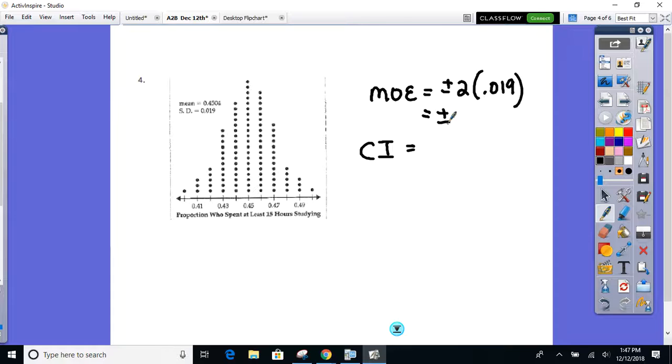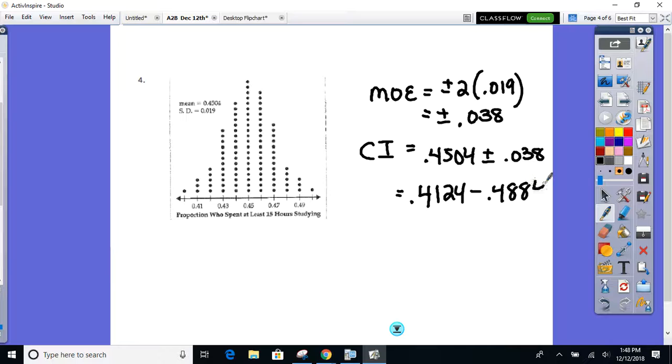What are you guys getting as the margin of error? Plus or minus 0.038, so that's how much we're off by. And then the confidence interval, I take the mean, 0.4504, add and subtract the margin of error. So where's going to be my 95% confidence interval? 0.4124 to 0.4884. And that is where a majority of those points are on that dot plot.